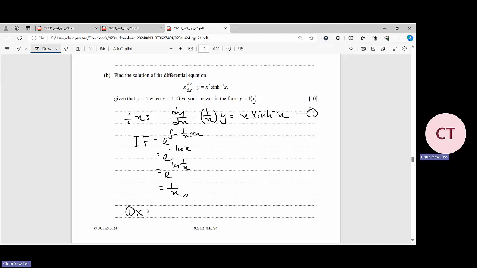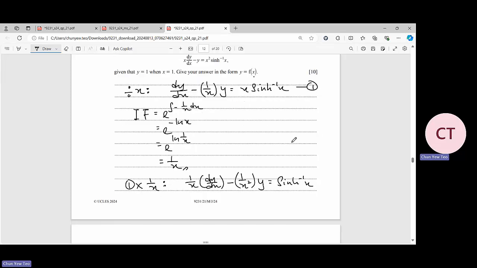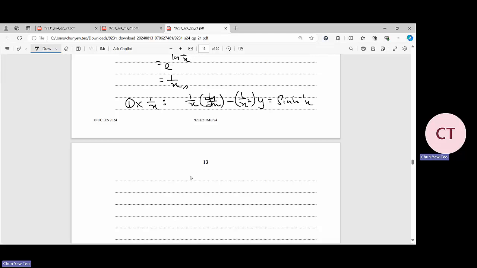From equation 1, I multiply by the IF. Then I get 1 over x dy/dx minus 1 over x squared y is equal to arcsine of x. So now after you multiply the IF, just take the IF multiplied by y. Then you integrate your right hand side.